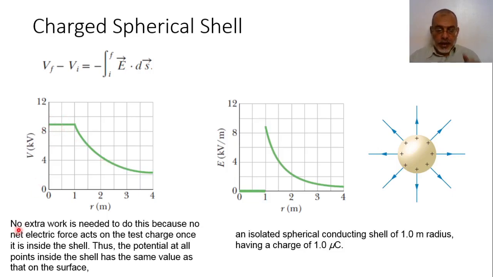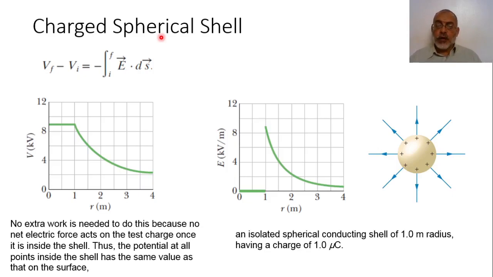So if the potential is constant, it means that no extra work is needed to move a point charge inside the sphere, because no net electric force acts on the test charge once it's inside the shell. Thus, the potential at all points inside the shell has the same value as the surface. So once I obtain the potential at the surface, this is the potential at any point inside the conducting sphere. This is the situation of a charged spherical shell or charged conducting sphere.